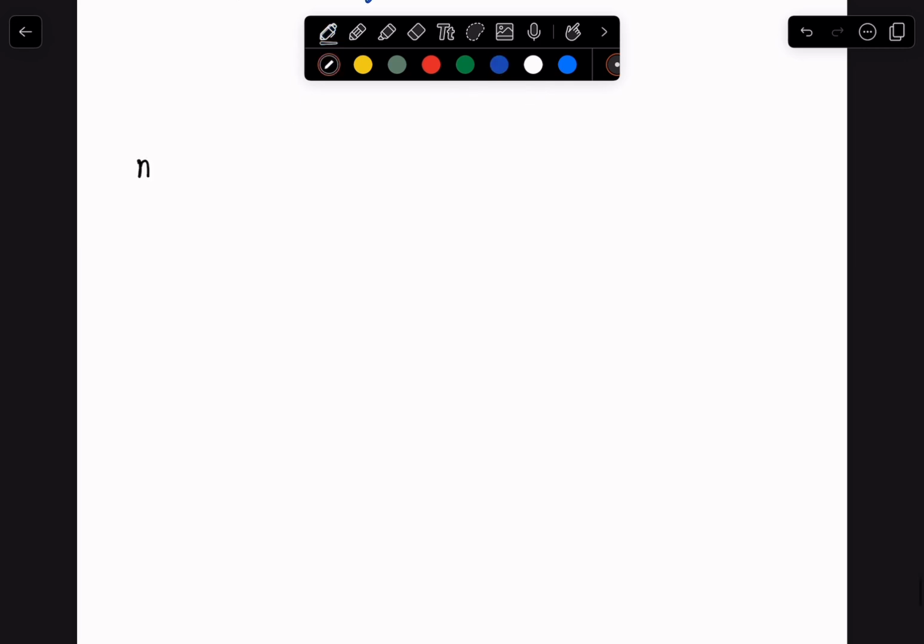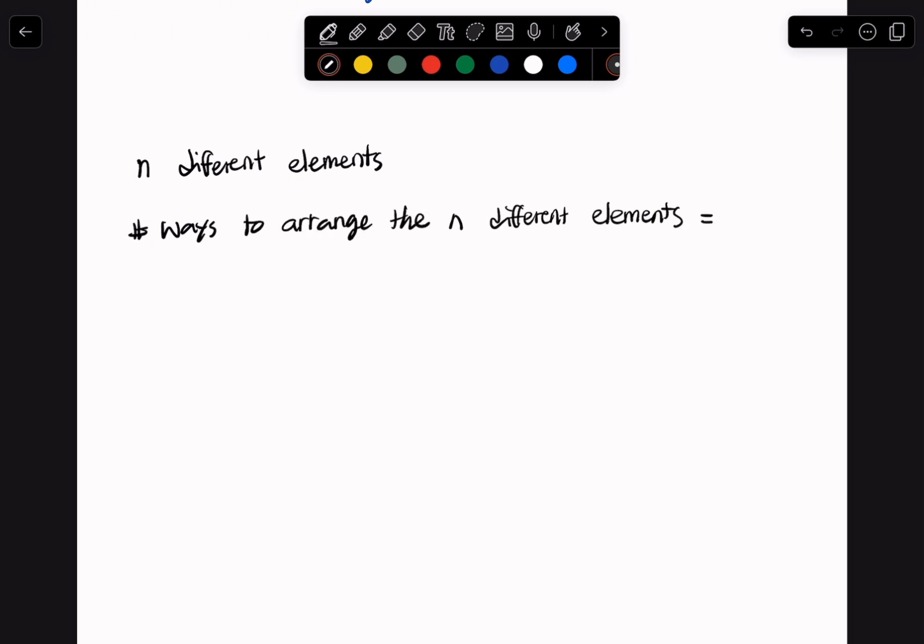So, in other words, if I have n different elements, the number of ways to arrange the n different elements will just be n factorial. Obviously, the n different elements don't have to be students, right? They can be n different letters, n different numbers, or n different cards.